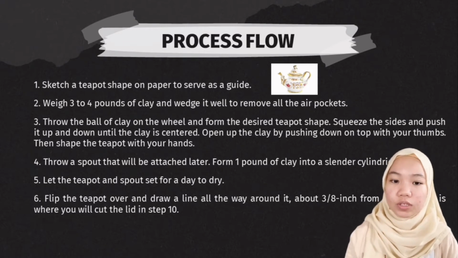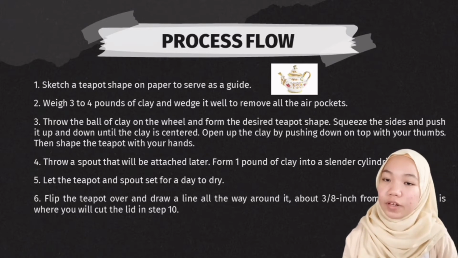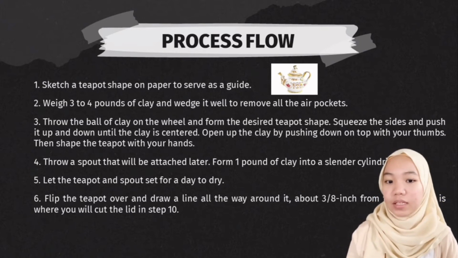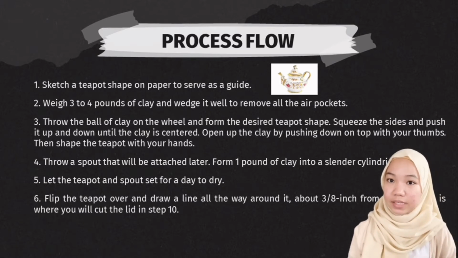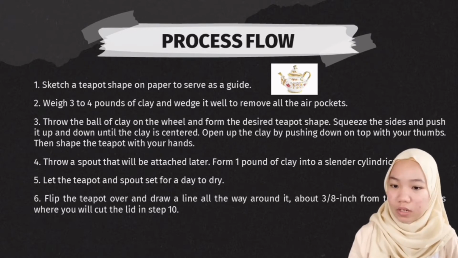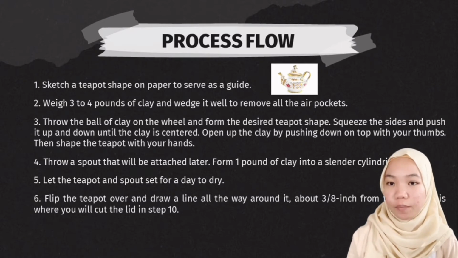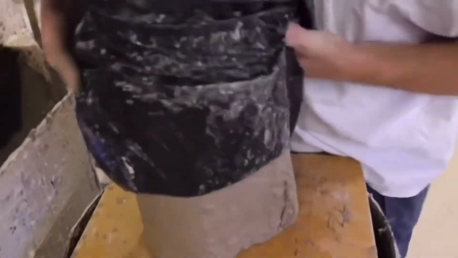4. Throw a spout that will be attached later. Form 1 pound of clay into a slender cylindrical piece. 5. Let the teapot and spout set for a day to dry. 6. Flip the teapot over and draw a line all the way around it about 3/8 of an inch from the top. This is where you will cut the lid in step 10.